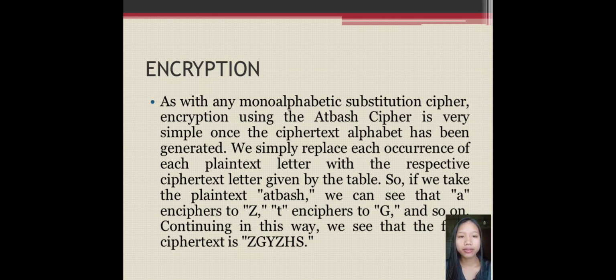As with any monoalphabetic substitution cipher, encryption using the Atbash cipher is very simple once the ciphertext alphabet has been generated. We simply replace each occurrence of each plaintext letter with the respective ciphertext letter given by the table. So, if we take the plaintext Atbash, we can see that A enciphers to Z, T enciphers to G, and so on. Continuing in this way, we see that the final ciphertext is ZGYZSH.